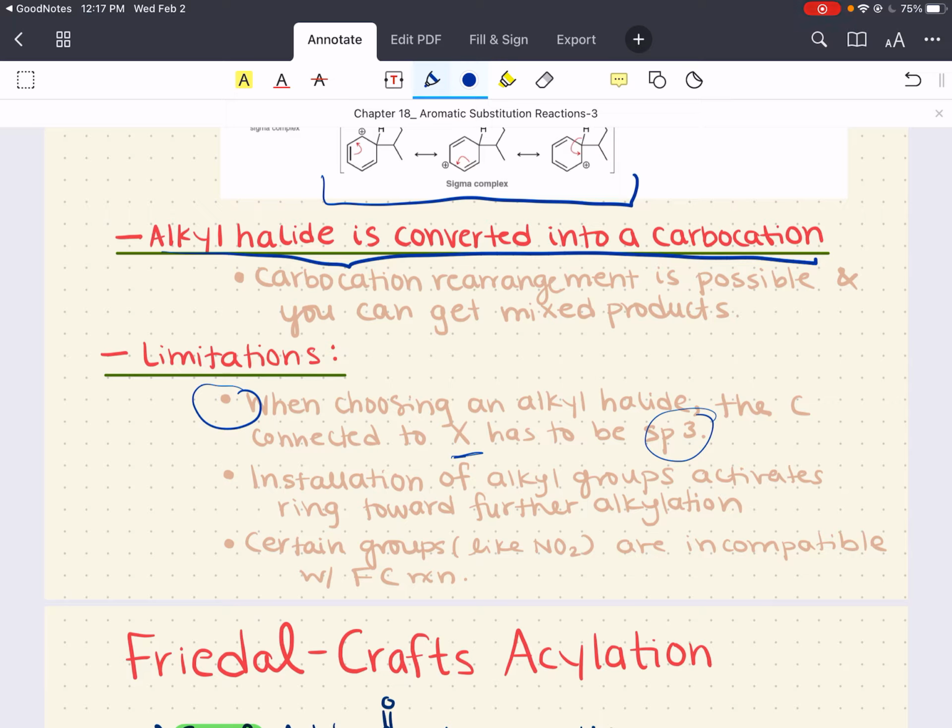All right, now polyalkylation happens because adding one group in the ring can activate it for further alkylation. So installation of alkyl groups sometimes activates the ring toward further alkylation. That's something that's very important to keep in mind. Now, some groups, when they are present on the benzene ring, can prevent further Friedel-Crafts alkylation from happening. This is an important point that will reappear when we do some synthesis problems later on.